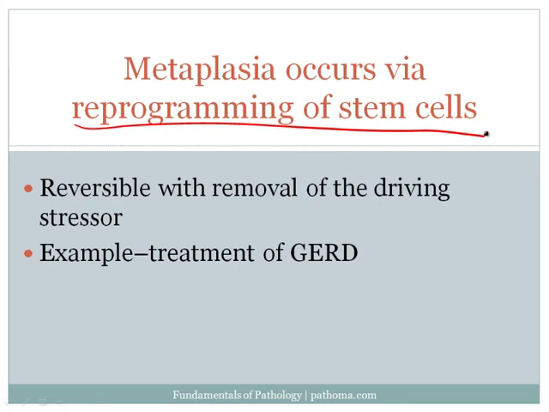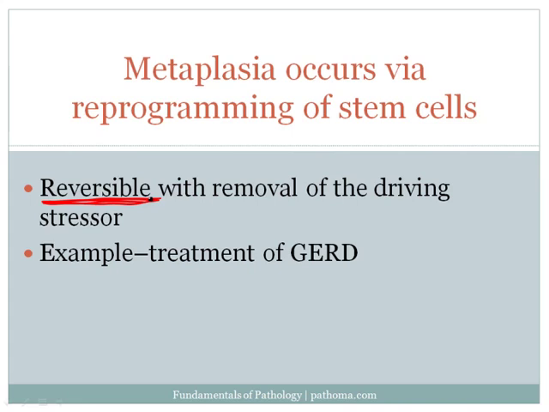And when they convert themselves to columnar cells, that results in the metaplasia that we've been discussing. Now, very important to know, metaplasia is reversible. That's a high yield principle. If you remove the driving stress that led to the metaplasia, that will then result in reversal of the metaplasia.